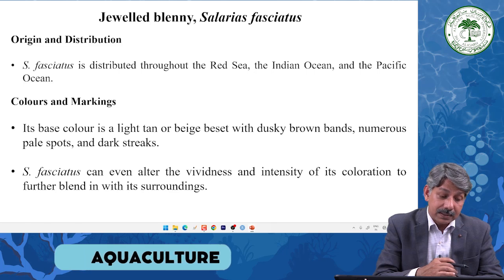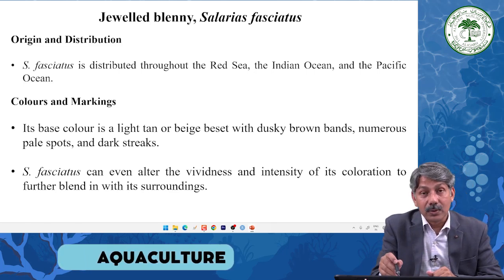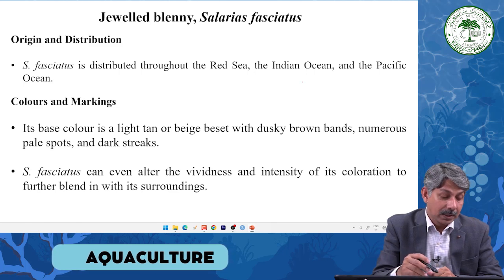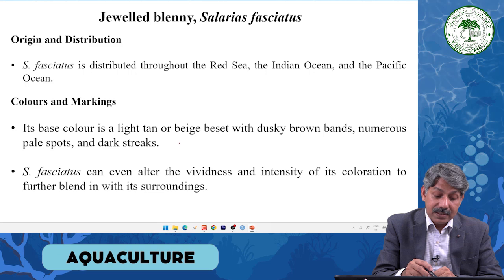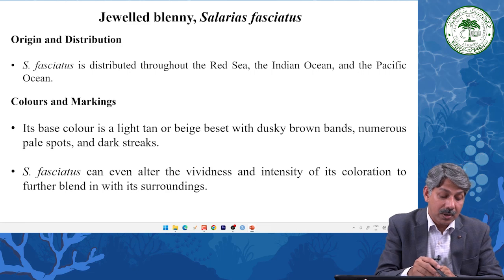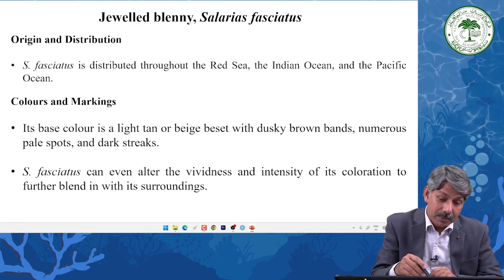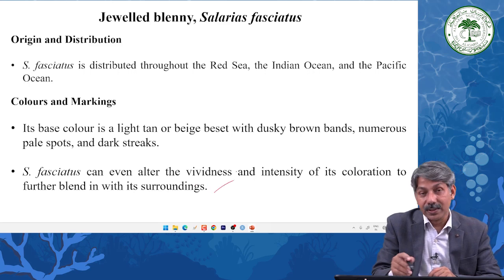Then we have jeweled blenny, the Salarias fasciatus. Salarias fasciatus is distributed throughout the Red Sea, the Indian Ocean and the Pacific Ocean. Its base color is a light tan or beige beset with dusky brown bands, numerous pale spots and dark streaks. This fish, jeweled blenny, can even alter the vividness and intensity of its coloration to further blend in with the surroundings.